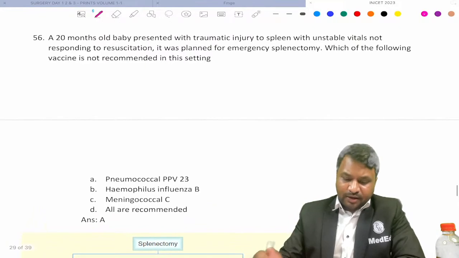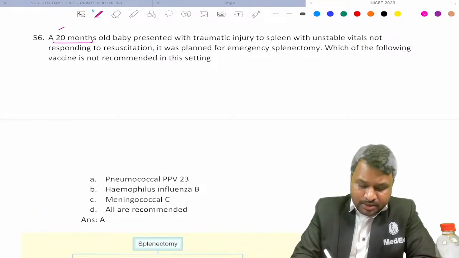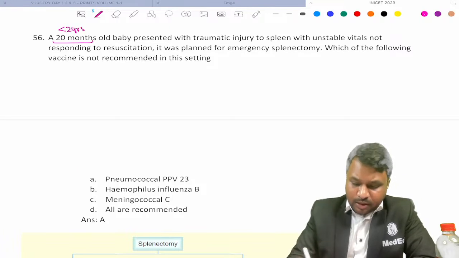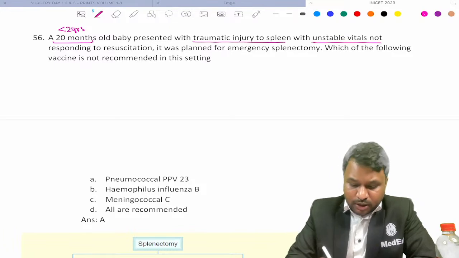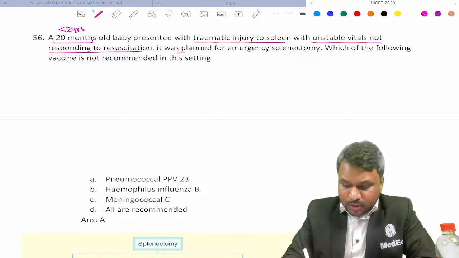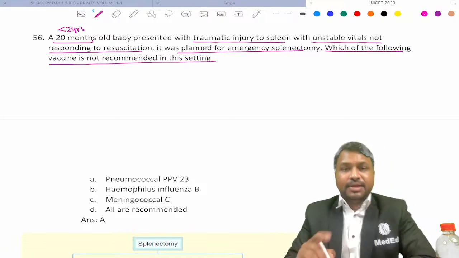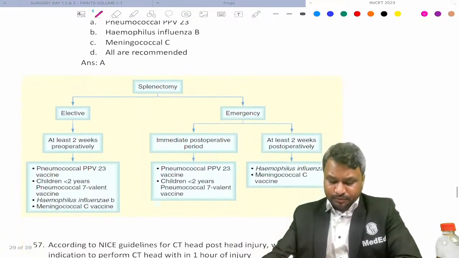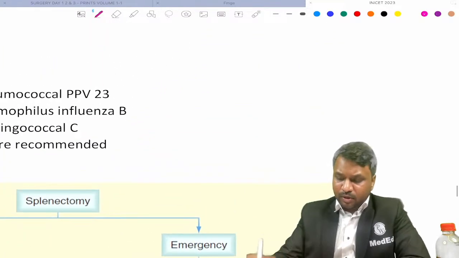Now, we have a 20 months old baby. When we say 20 months, I know it is less than 2 years. Presented with traumatic injury to the spleen with unstable vitals not responding to resuscitation, was planned for emergency splenectomy. Which of the following vaccines is not recommended in this setting? I've got it given in the table. I'll give you a simplified table also.